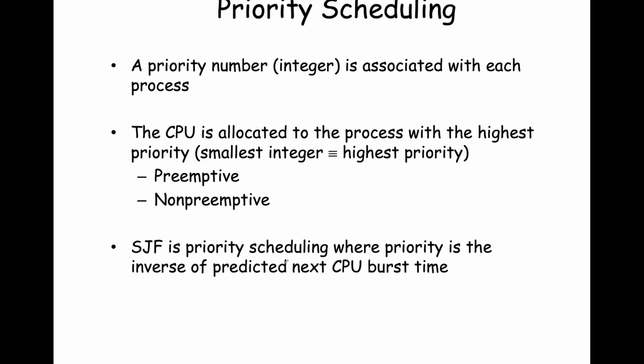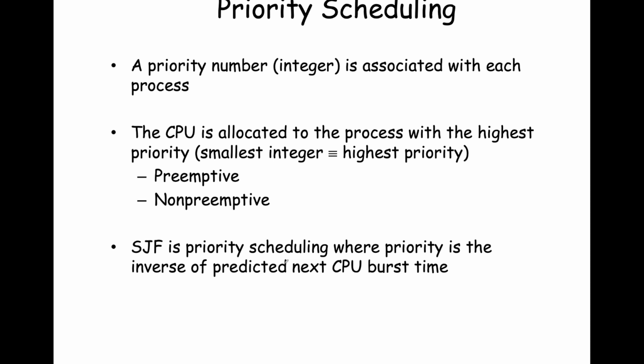Okay. So we also have this idea of priority scheduling. With priority scheduling, we associate an integer with each process. When the scheduling decision is made, the CPU is allocated to the process that has the smallest number, where the smallest number is associated with the highest priority. There are two different ways of doing this. One is preemptive, where a higher priority process can interrupt a lower priority process. And then there's non-preemptive, where that interruption does not occur.